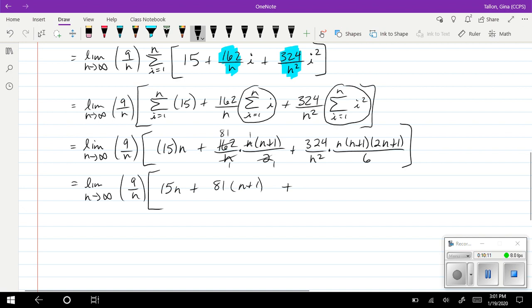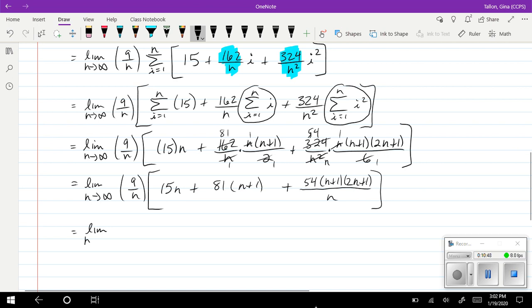And then plus, let's see, 6 is going to divide into 324. 6 goes into 6 once, and 6 goes into 324 54 times. And then this n right here can divide into n squared, just giving me n down here. So I will end up with an n in my denominator, and in my numerator I simply have 54 times n plus 1 times 2n plus 1. Close my bracket. Everything should look okay.